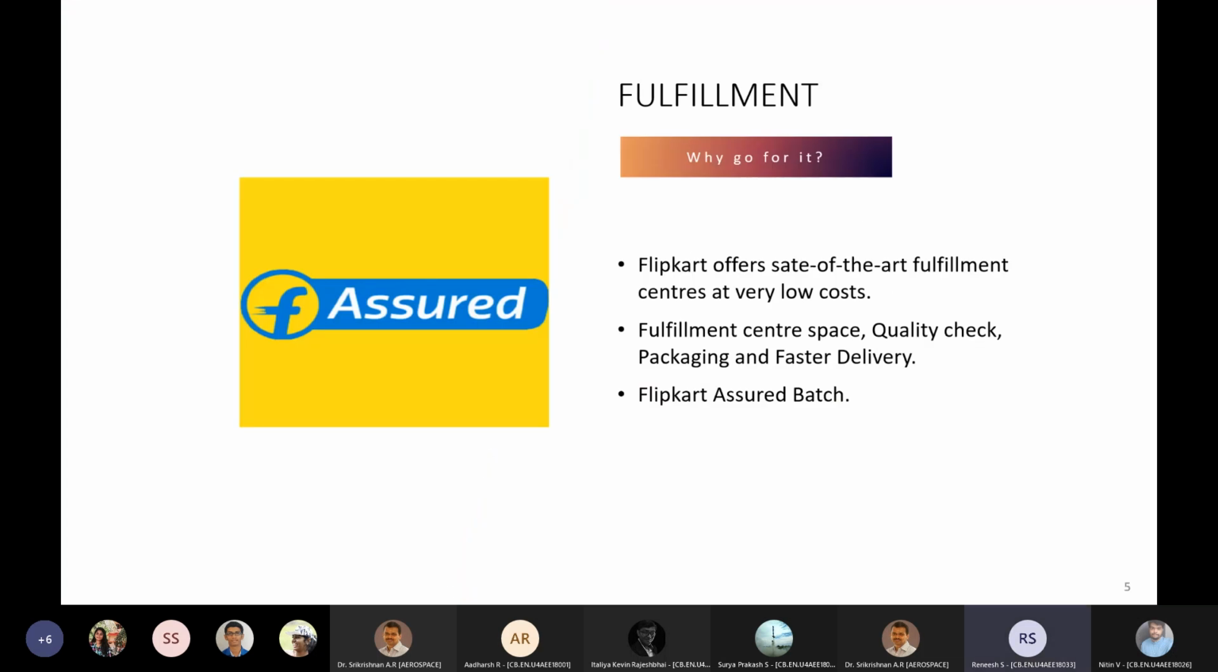These centers provide state-of-the-art technology for placing your orders to the Flipkart personnel. These centers provide spaces for the sellers to store their products at a very low cost, and they also provide quality check controls, packaging facilities, and ease of access for faster delivery. When the sellers have their products stored in these fulfillment centers and the products go through Flipkart's quality check and packaging, these products get a Flipkart Assured badge, which will be visible on the website. Next slide.